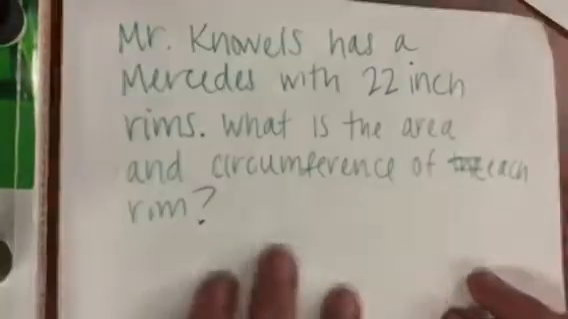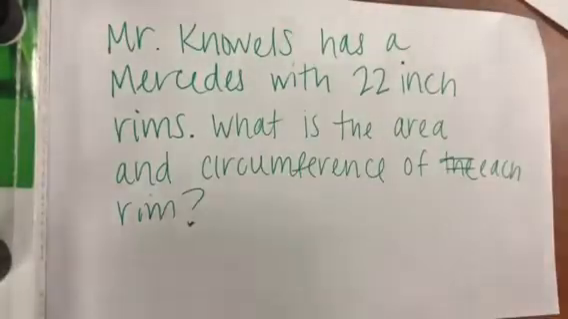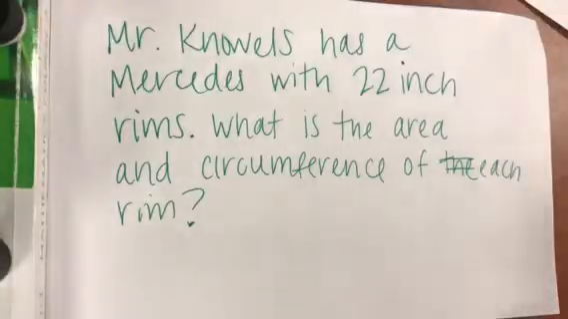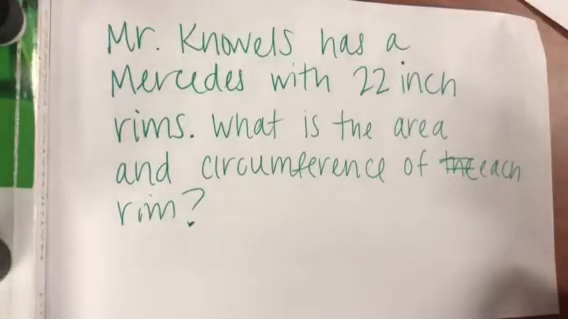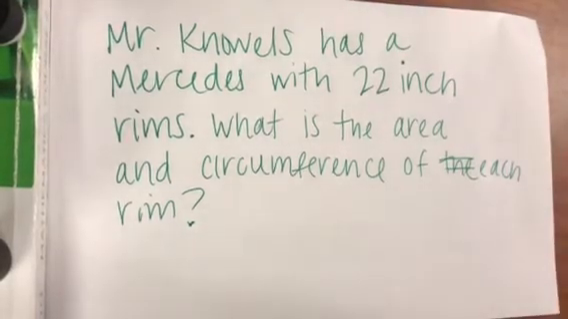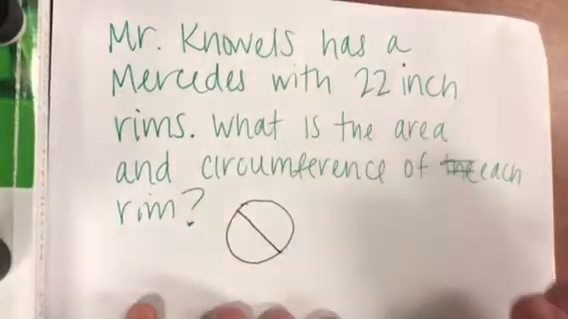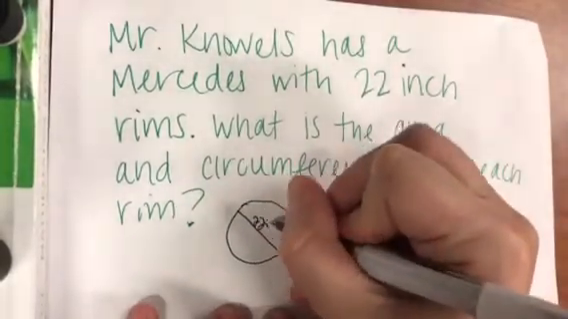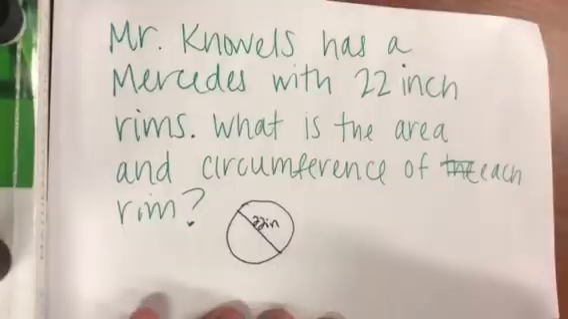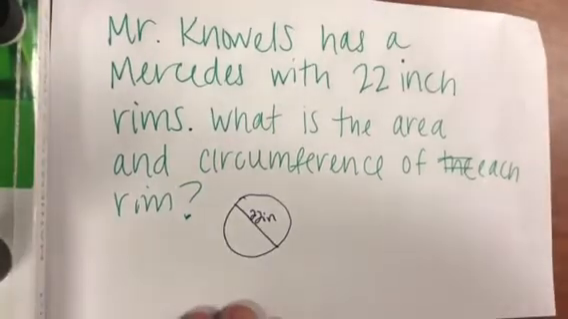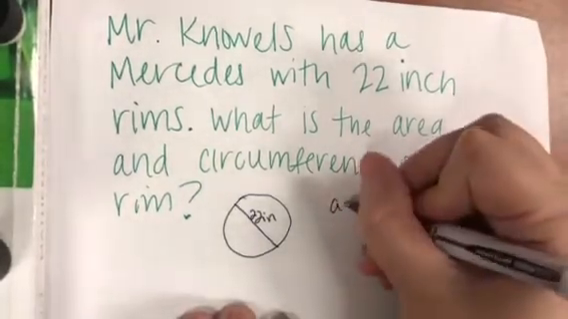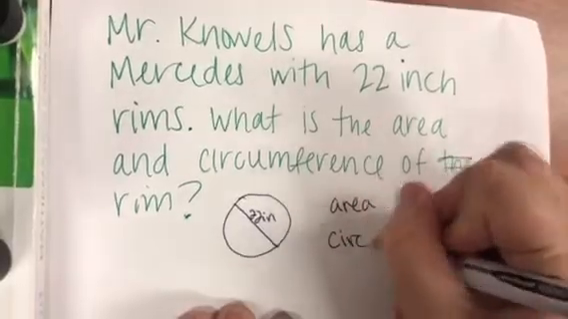So, Mr. Knowles has a Mercedes with 22-inch rims. What is the area and circumference of each rim? But it didn't tell me the diameter, Miss Green. Wait a minute. It says 22-inch rims. That is a diameter. Oh, it is? Because if you have the rims, the 22 goes across? It sure does. That's how it's measured. 22 inches? Yep. So it really did give me the diameter. So now I'm looking for the area and the circumference.